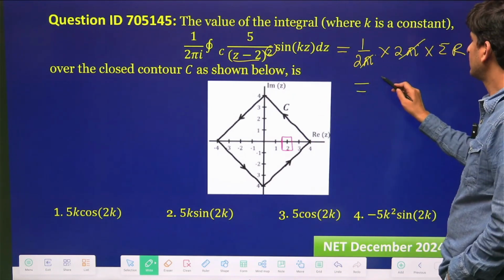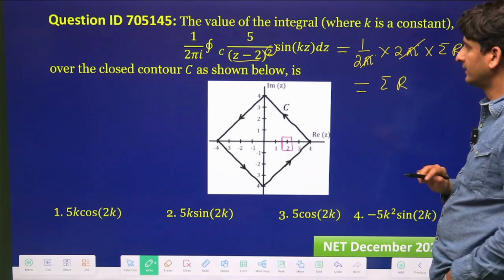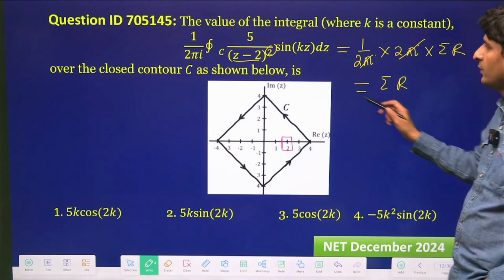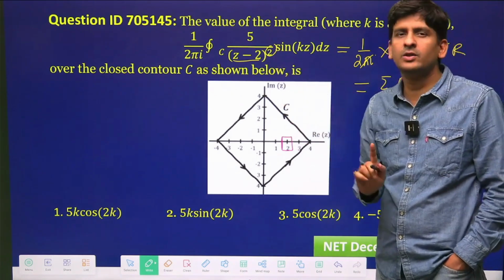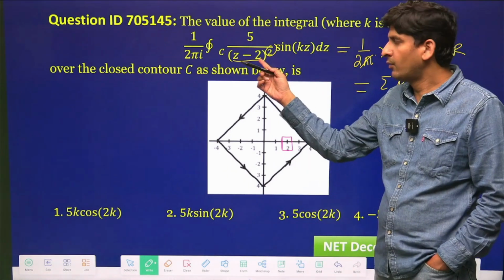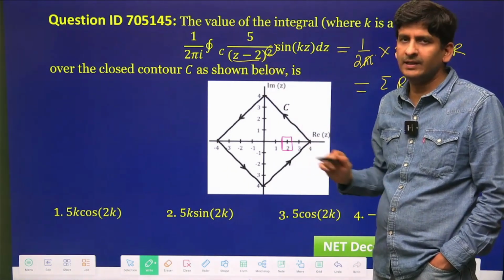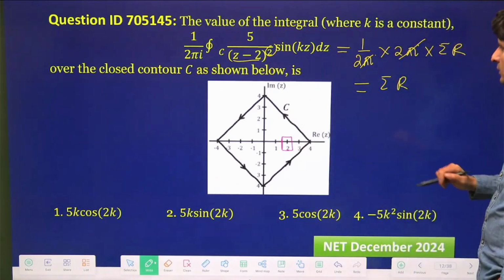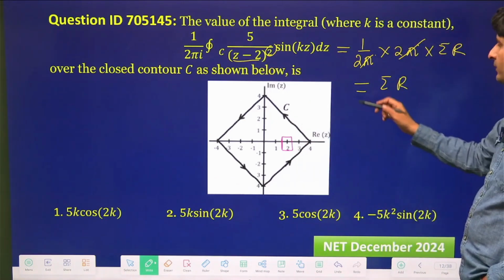So just the sum of residues is the answer, and the residue will be calculated only at 2, because only one singularity is there, that is z is equal to 2. So let us calculate the residue.